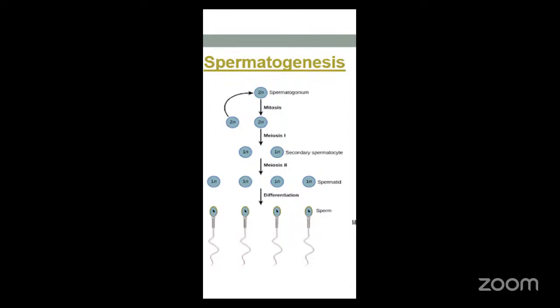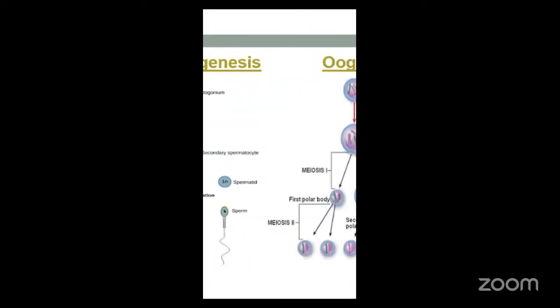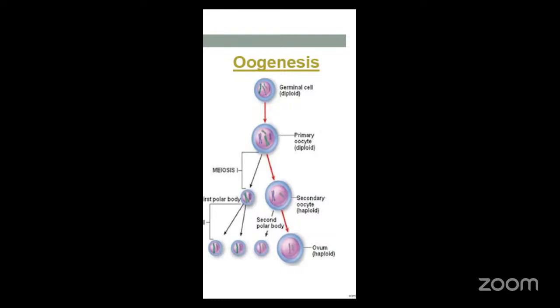They will undergo differentiation and later result in the formation of nothing but the sperm. First the spermatid will be formed. These spermatids will undergo changes, get differentiated and form the sperm. So at the end of spermatogenesis, each spermatogonium will give rise to four sperms. Okay, so this is about spermatogenesis. We'll come to oogenesis later.